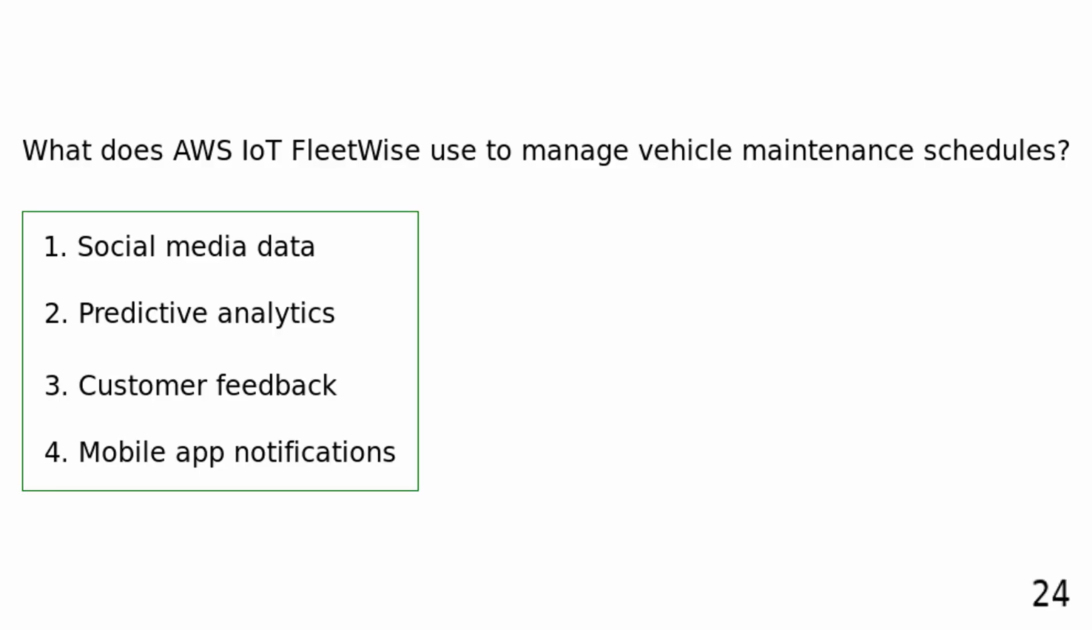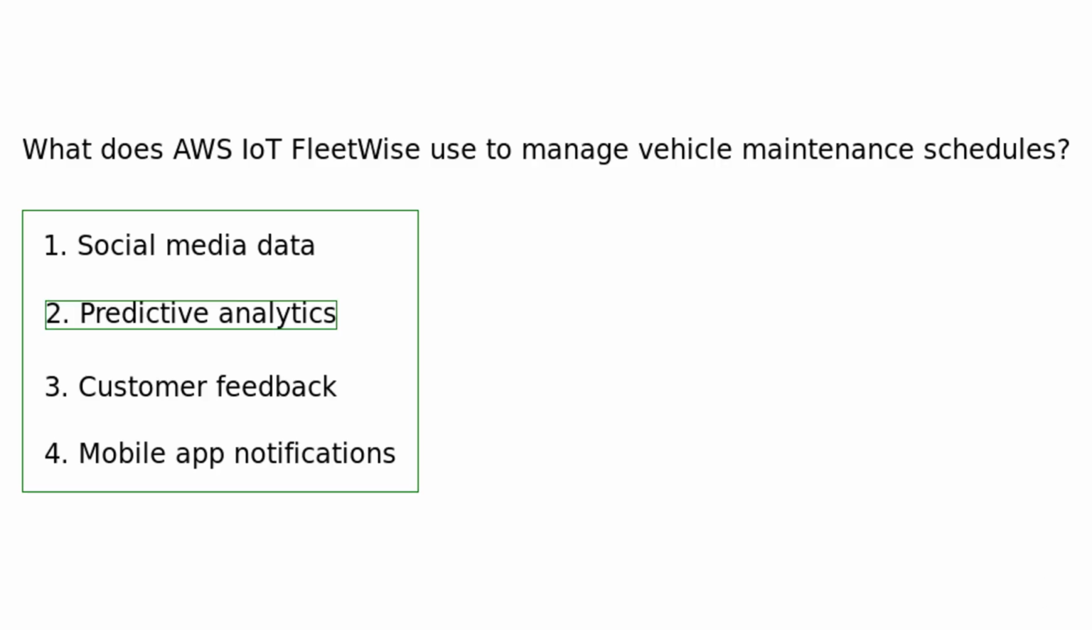What does AWS IoT FleetWise use to manage vehicle maintenance schedules? Social media data. Predictive analytics. Customer feedback. Mobile app notifications. AWS IoT FleetWise uses predictive analytics to manage vehicle maintenance schedules.